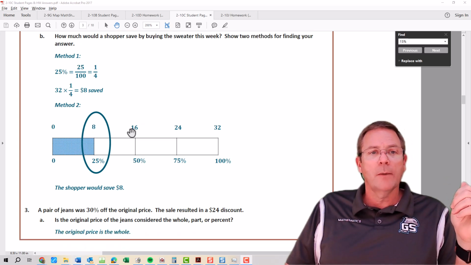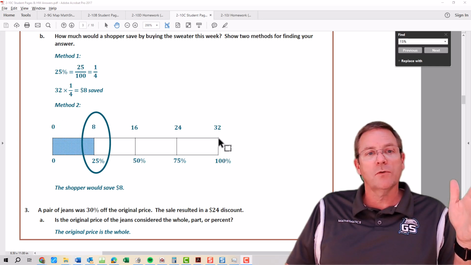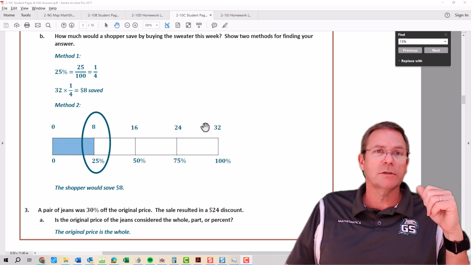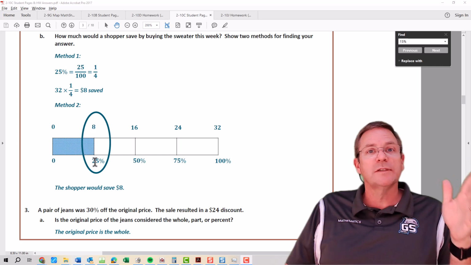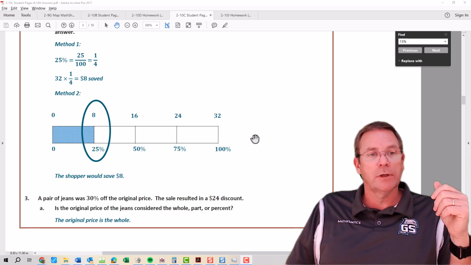And then the other option, they made their double number line going from 0 to 100%, where 100% was 32, broke it down into their 25, 50, and 75%, and then they divided the 32 by 4, which gave them 8, 16, and 24 respectively. Once again, that showed them that the $8 was saved when they saved 25% off.